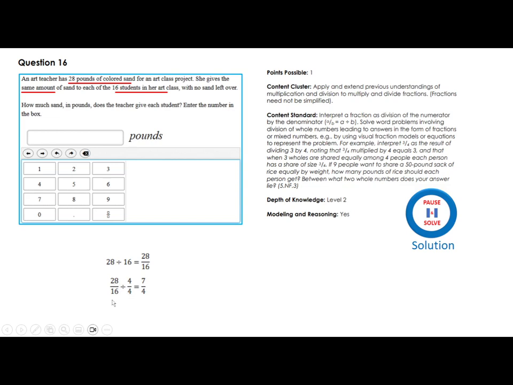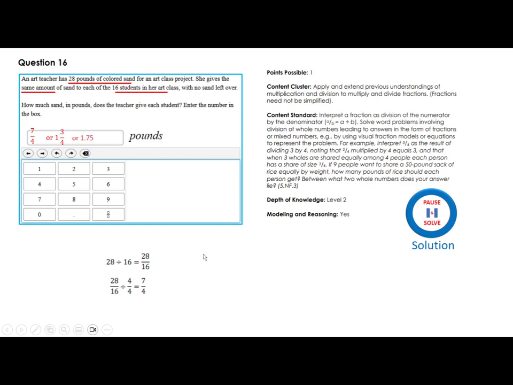28 divided by 16. Divide both by 4 and 4. So you see, we're simplifying. Divide this by 4, you get 7. Divide this by 4, you get 4. So 7/4 of a pound, which also can be written 1 3/4 or 1.75.